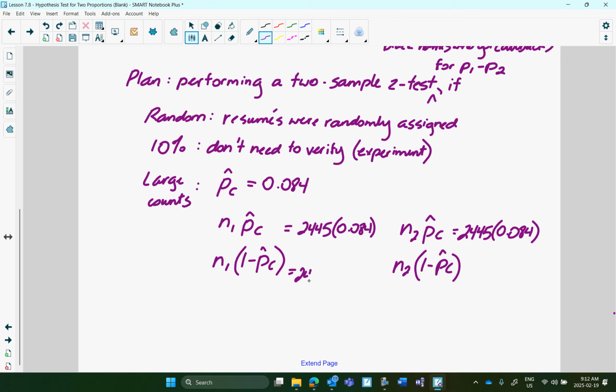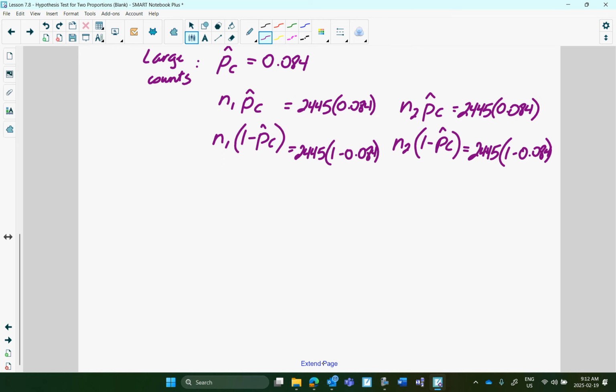And then these 2 down here are going to be the same calculation. 2445 times 1 minus 0.084. Same calculation here. 2445 times 1 minus 0.084. So when we do those calculations, we're going to get 205.4. If you rounded it to 205, that's fine. Obviously, we're going to get the same for this.